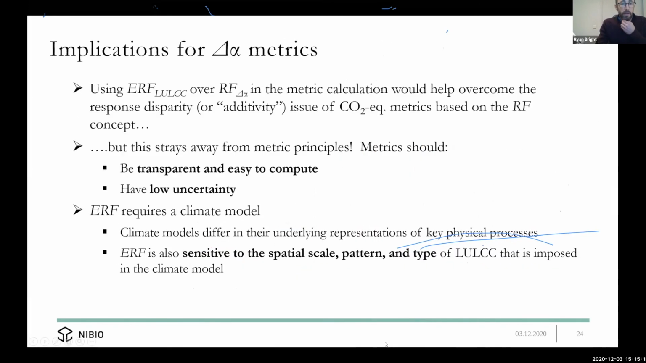So, implications then for surface albedo metrics. While using the effective radiative forcings over the instantaneous radiative forcing would certainly make the CO2 and surface albedo perturbations more comparable or additive, there are a number of drawbacks, I would say. The first is that it adds complexity, as it requires a fully coupled climate model to estimate. Also, when using such a model, it reduces the transparency of the metric. And as I previously mentioned, it adds notable uncertainty, which is evidenced by the large spread across CMIP6 models that I showed you from 2 different studies.